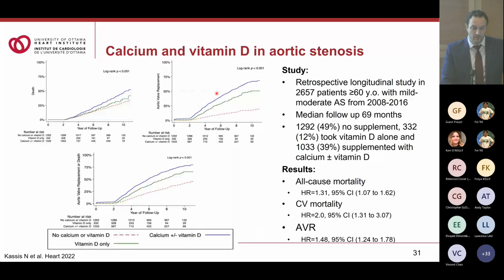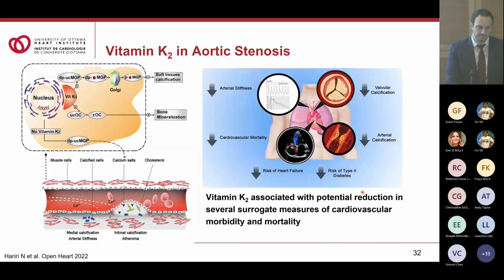Vitamin D and calcium are also quite interesting. This is a study from Cleveland where they looked at their echo database and found patients who had been receiving vitamin D supplementation and calcium supplementation. And they found a signal for all-cause mortality in patients with mild to moderate aortic stenosis. So potentially calcium and vitamin D may be associated with more rapid progression and worse outcomes in aortic stenosis.